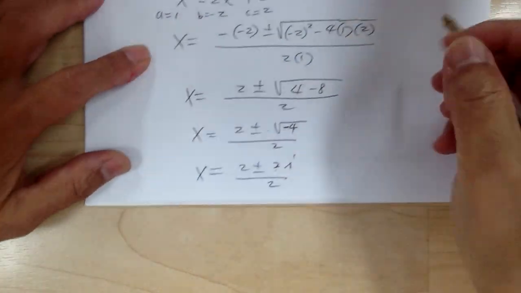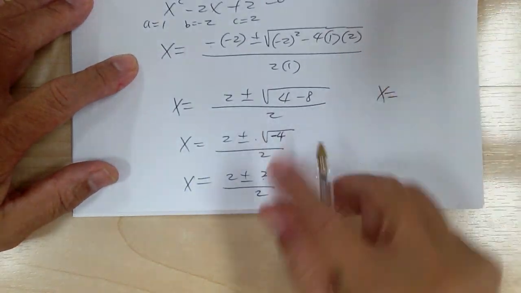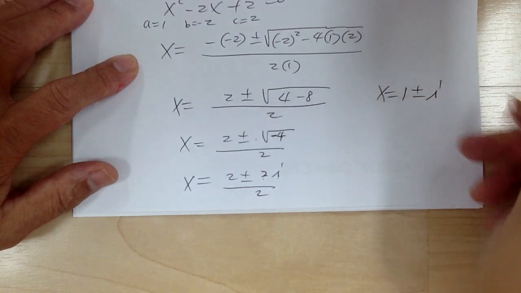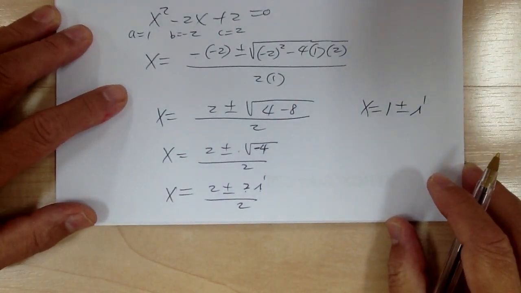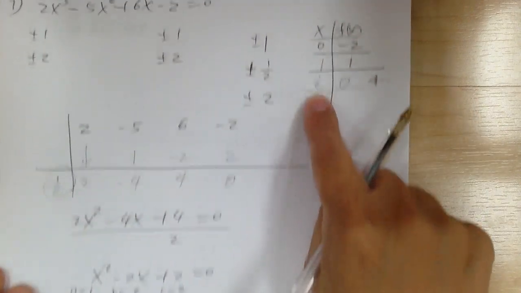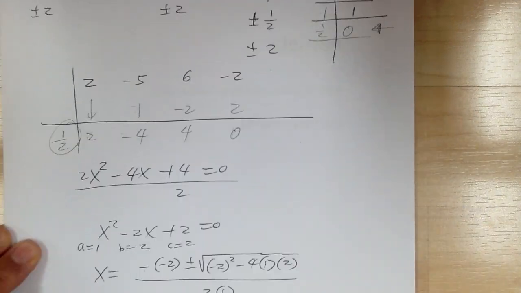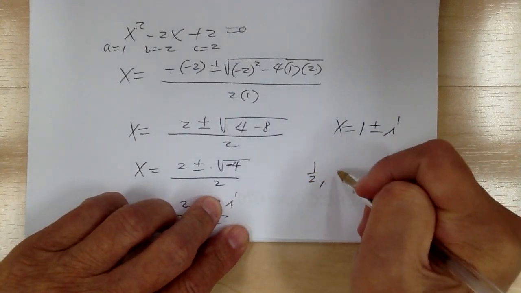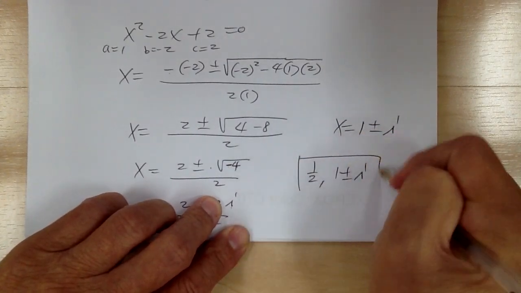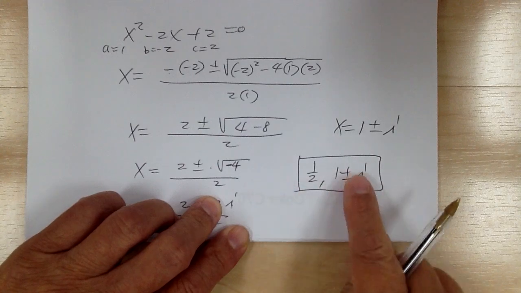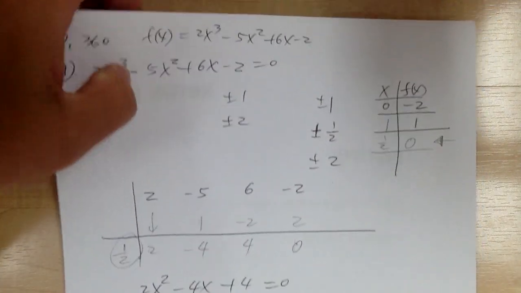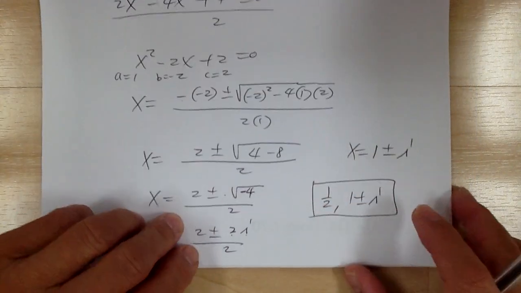Then I'm going to move up here. So x will equal, this would cancel out, so it would be 1 plus or minus i. Okay, so I get one answer from here, that's 1/2, and I get these two answers over here. So my answer would be 1/2, 1 plus or minus i. And there are 3 answers, right? 1, 2, 3. It's a cubic equation, so you get 3 answers.